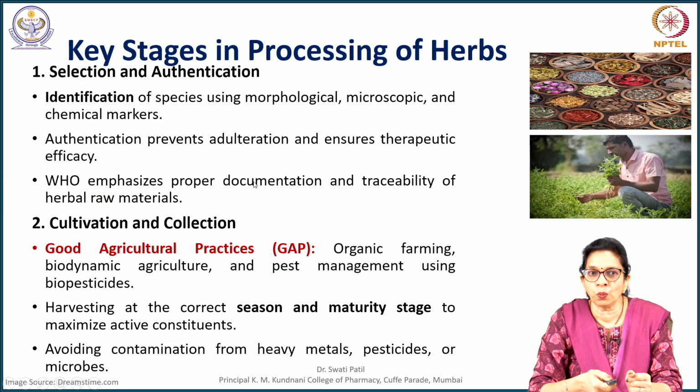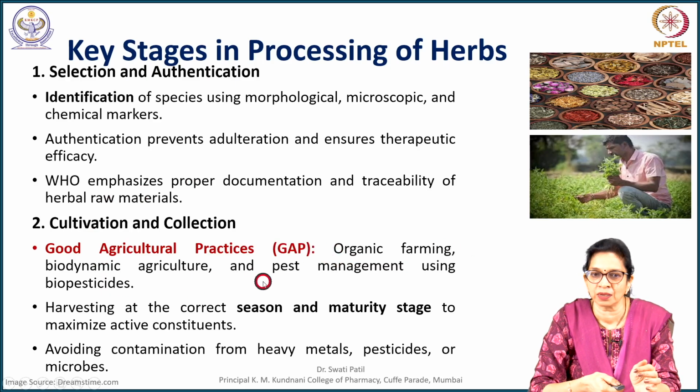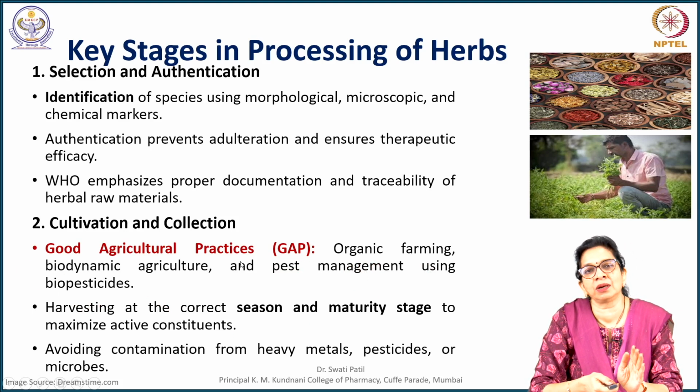Cultivation and collection, once we have identified and authenticated what we want to cultivate, then good agricultural practices are followed when we cultivate these herbal raw materials, which include organic farming, biodynamic agriculture, pest management using biopesticides. So, here we ensure that the plants which are cultivated have maximum active constituents.